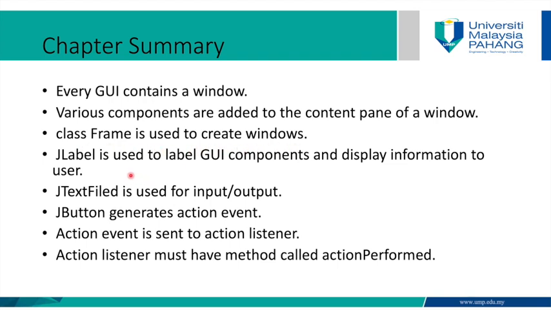JLabel is used to label GUI components and display information to the user. Without the label, your GUI will be very confusing. Your user will not know what kind of input they need to put in that specific field. And then the text field is used for input and output, and the button generates the action events. The action event is sent to the action listener, as we saw in the diagram earlier, and the action listener must have the method called actionPerformed. Okay, that's all for chapter 9 GUI.